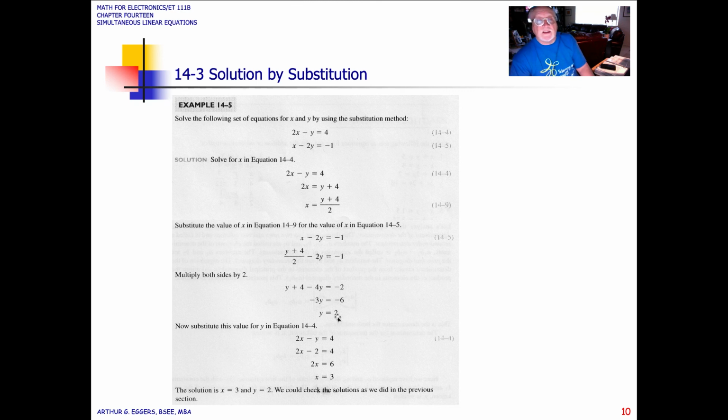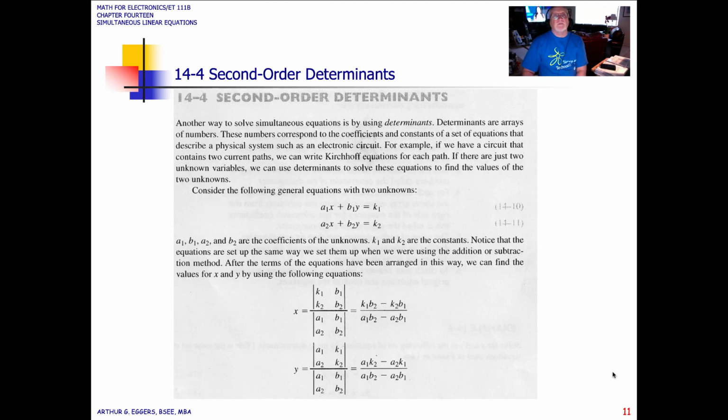So now I can take that value, y equals 2, put it back in the first equation. 2x minus y equals 4. Substituting for y, I have 2x minus 2 now equals 4. Or 2x equals 6, x equals 3. So my solution that's common for those two expressions is x equals 3 and y equals 2.